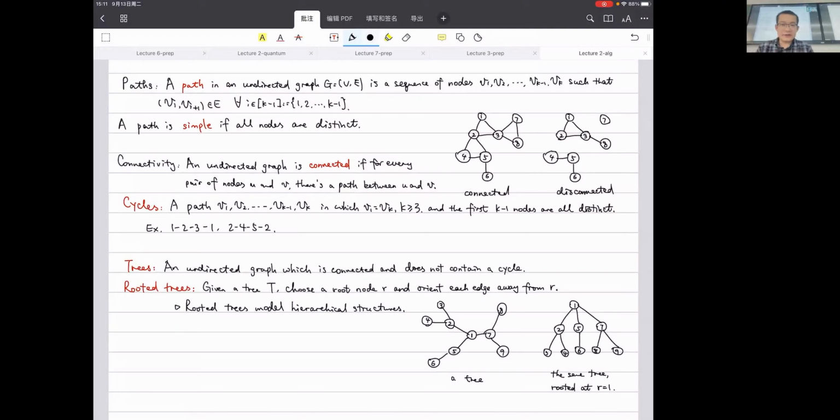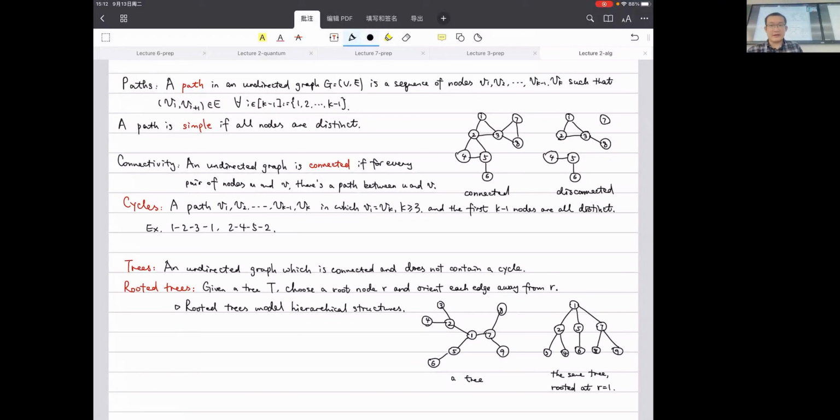Following the definition of path, it is very natural to consider the definition of connectivity. We want to understand whether the vertices are connected. An undirected graph is connected if for every pair of nodes u and v, there is such a path between u and v. Subsequently, we can have the definition of cycles: a cycle is the case where there is an edge between the last node and the first node. And correspondingly, we can define trees. Trees are undirected graphs which are connected and do not contain a cycle.